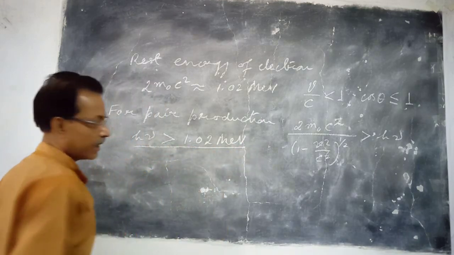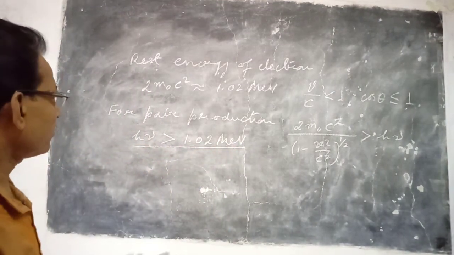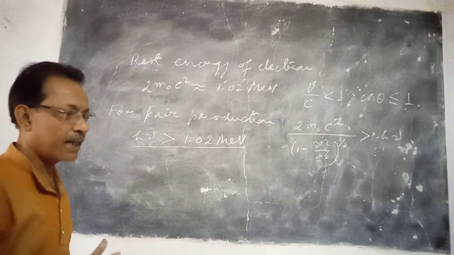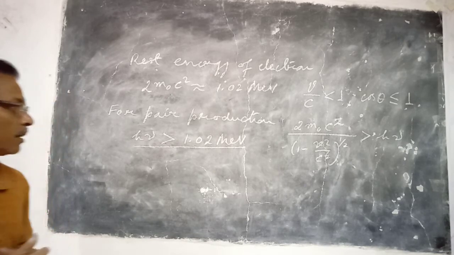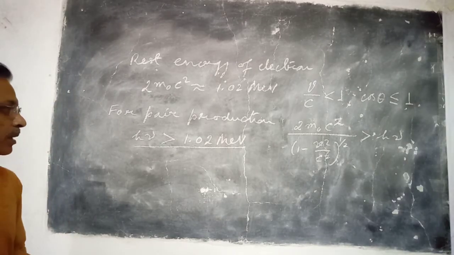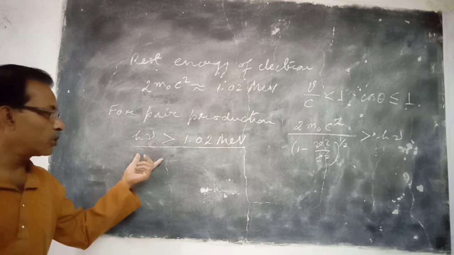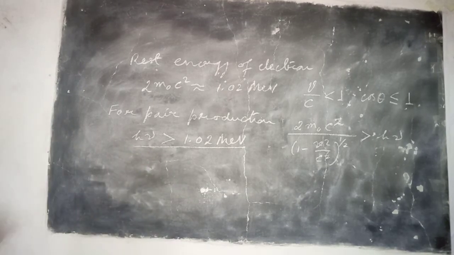So if a high energetic gamma radiation passes in the vicinity of the nucleus, or in the strong nuclear field, and its energy is greater than 1.02 MeV, then only will pair production take place, otherwise not.